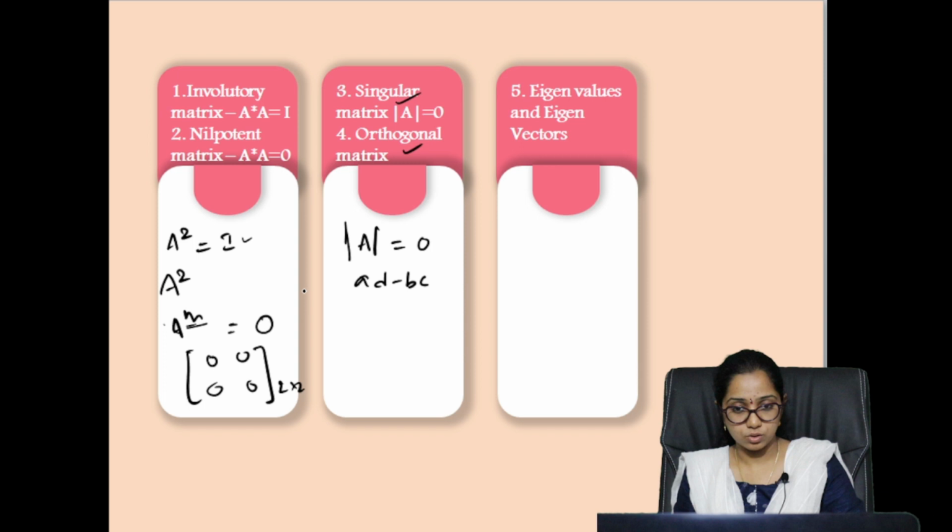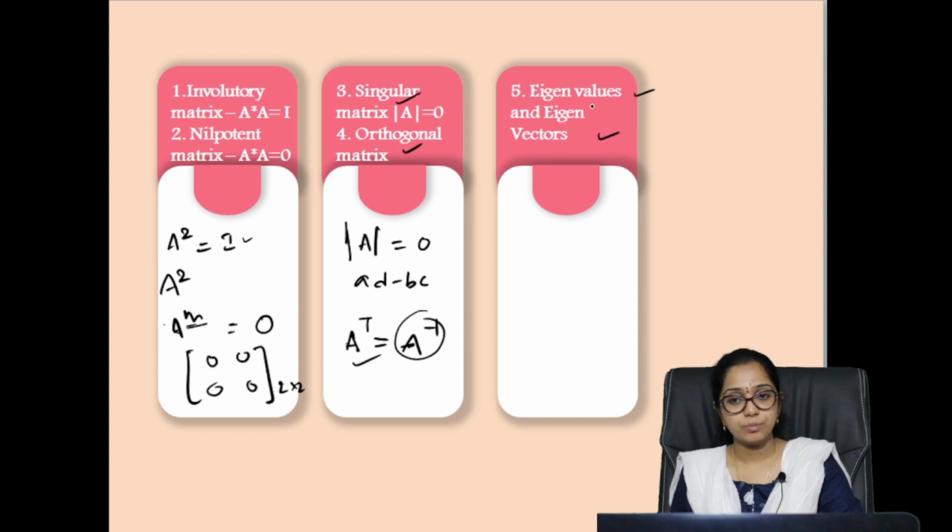And what is an orthogonal matrix? Here comes the major topic in matrices. What is an orthogonal matrix? It is simple: A transpose is equal to A inverse. Here we will be discussing what the inverse of a matrix is, and what the eigenvalues and eigenvectors are. Simply, eigenvalues are the roots of this, and eigenvectors are nothing but a directional way of representing the eigenvalues.